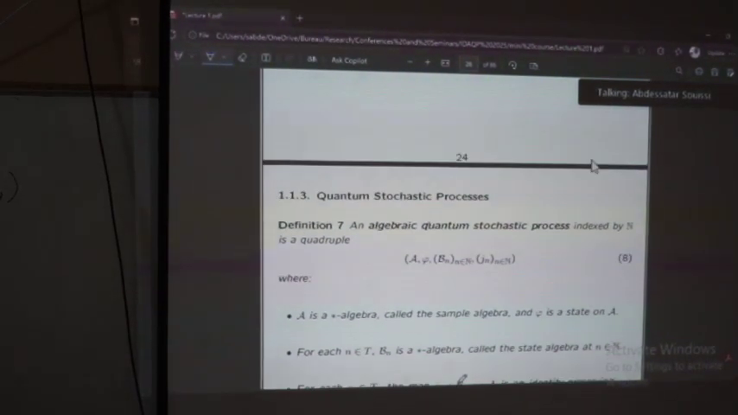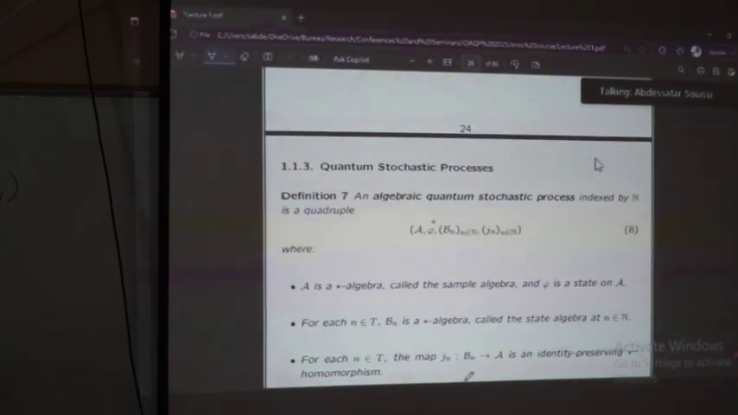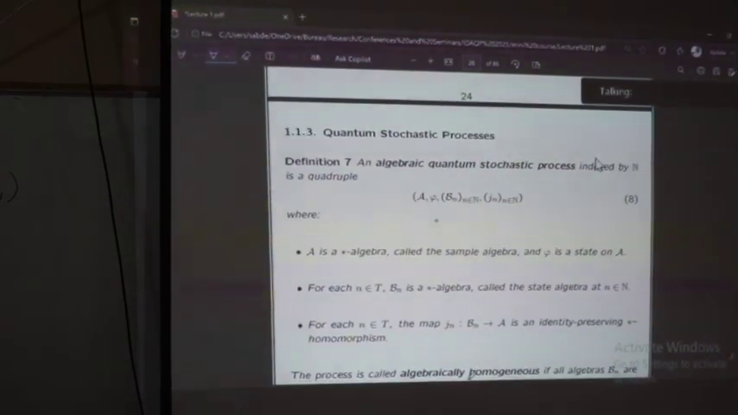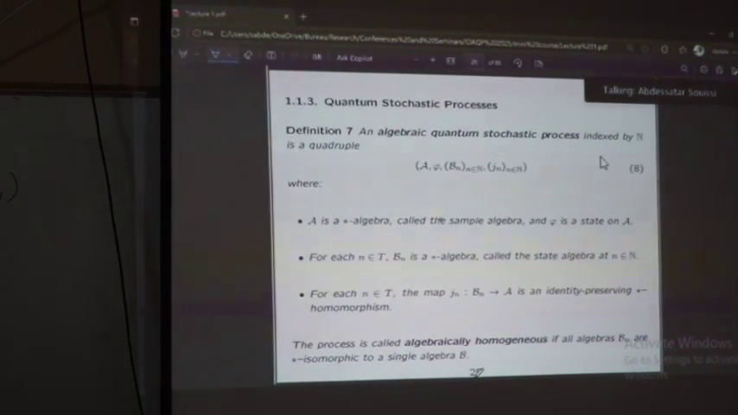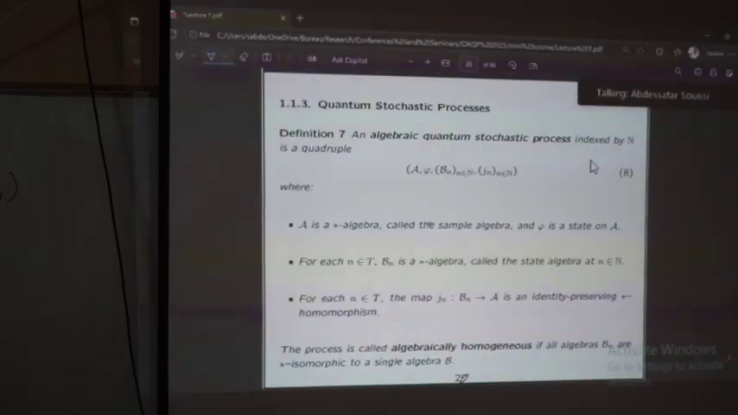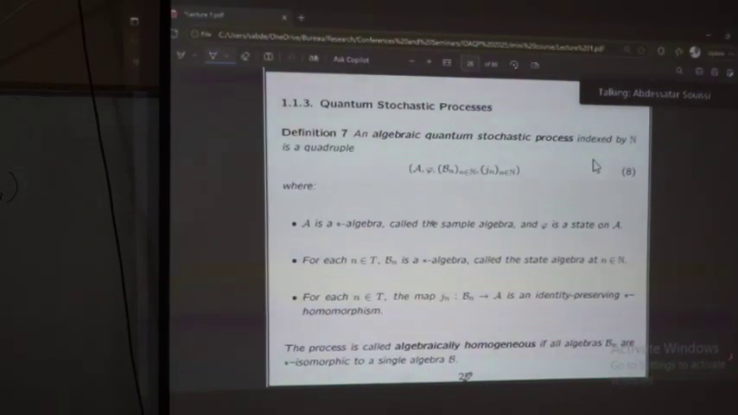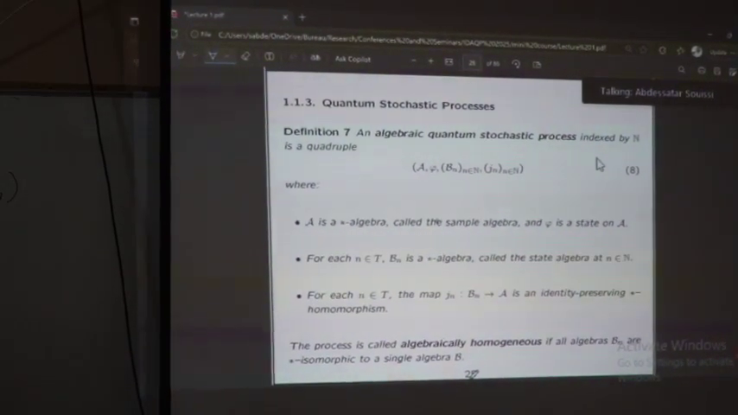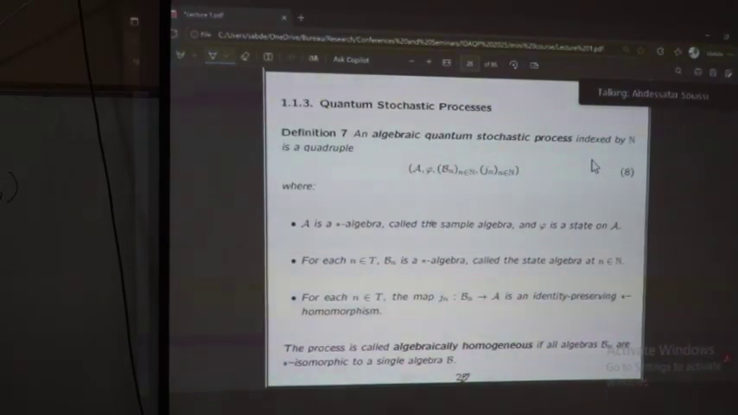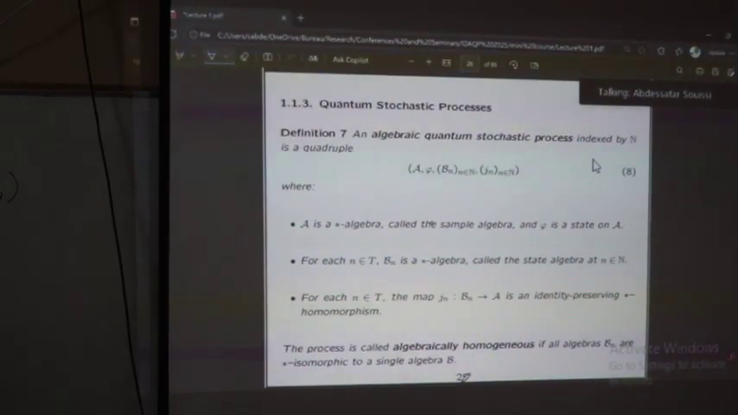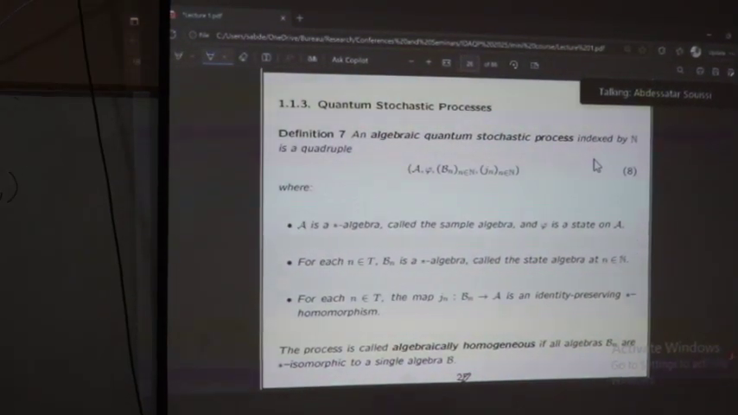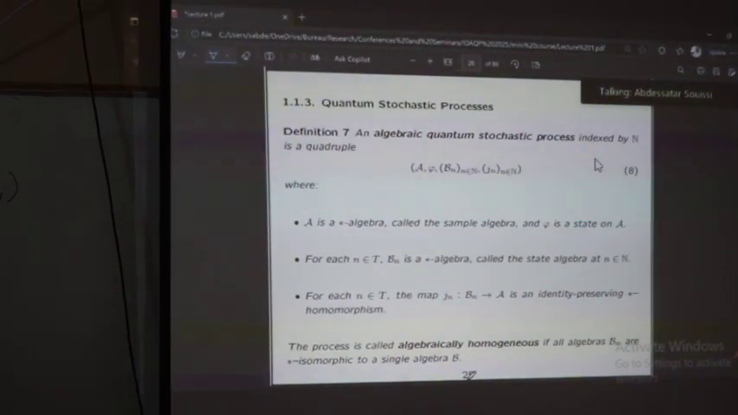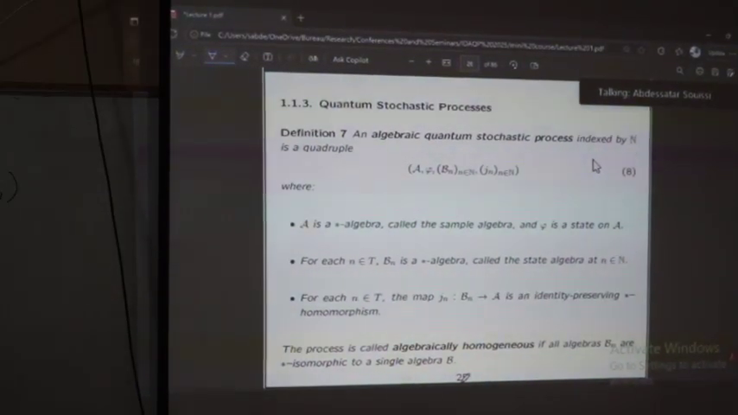Now we are ready to define the notion of quantum stochastic process. Generally, we can also say algebraic stochastic process if we don't have the topology on the star algebra, and when we have a topology, we say quantum stochastic process. An algebraic quantum stochastic process is equivalent to an algebra A, a state phi, a sequence of sample algebras B_n, and also a sequence of embeddings G_n.